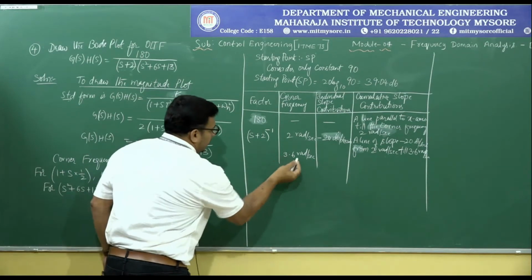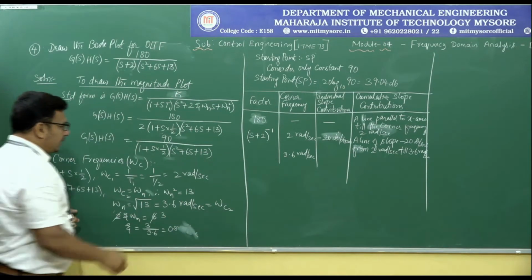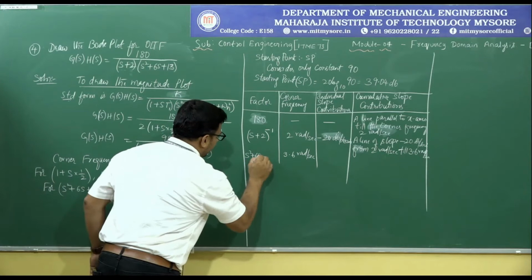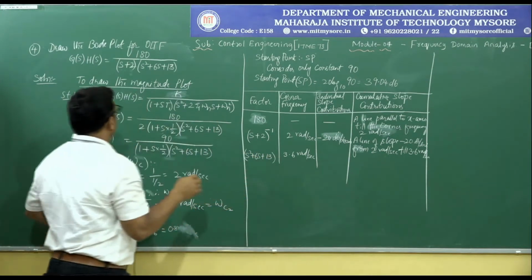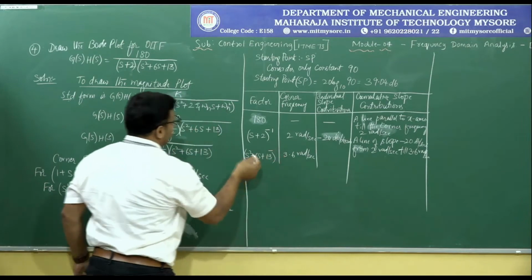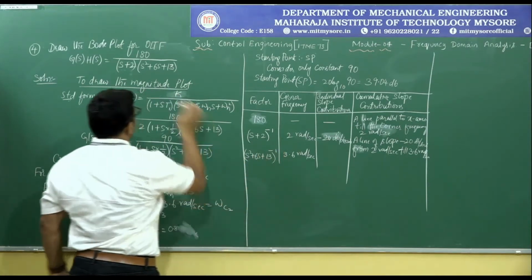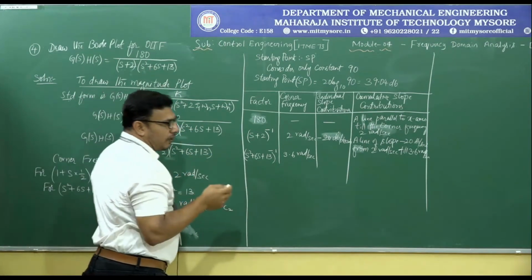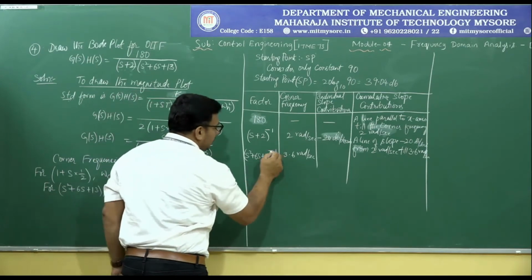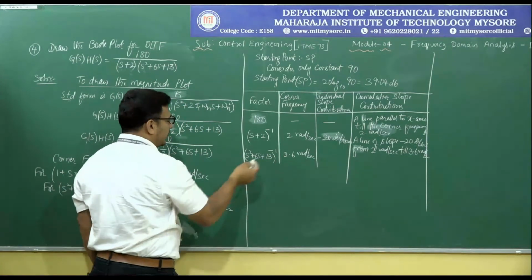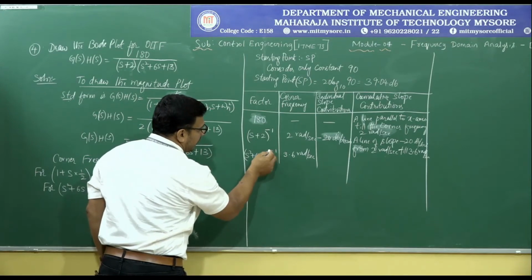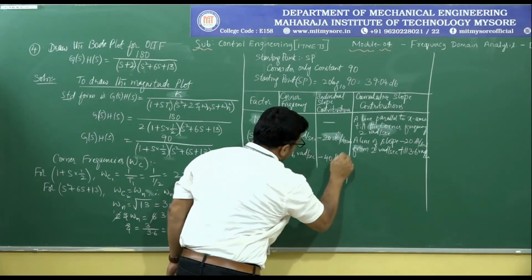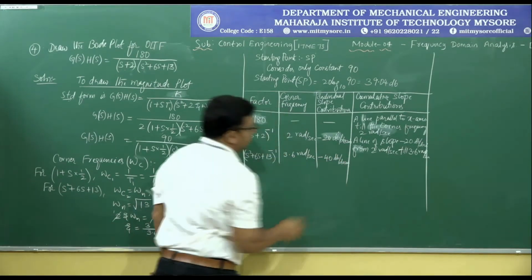Then 3.6 radians per second is for the factor s square plus 6s plus 13. This is also present in the denominator, so negative sign. The power of the factor is 1. Power of s is 2. So since s square is there, 2 into 20, 40 decibels per decade, into the factor power 1, so 40 decibels per decade, into the negative sign because it is in the denominator, so minus 40 decibels per decade will be the individual slope contribution.